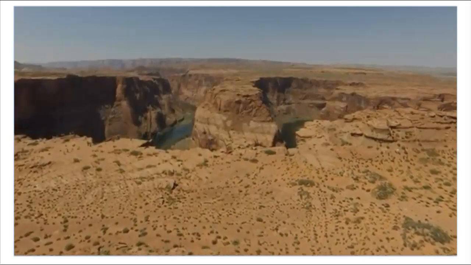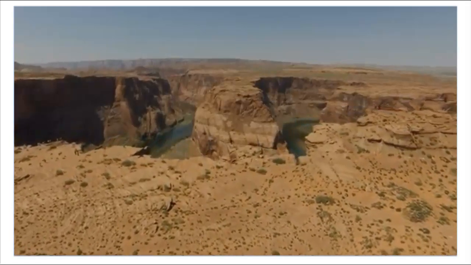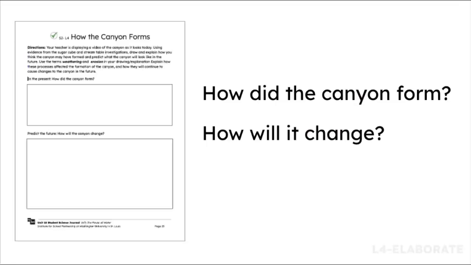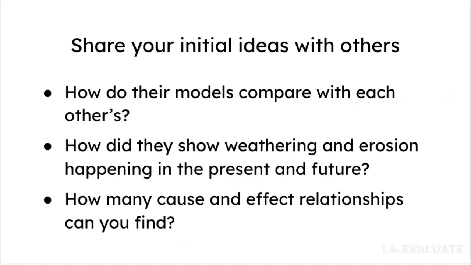For the elaborate portion, you'll show videos of the canyon area. You'll have students go to the How the Canyon Forms student journal page and review it together. You'll share with students that they will be developing an initial explanation of how a canyon forms. Then, you'll have students use the How the Canyon Forms student journal page to develop their initial explanations. For the evaluate portion, when students have completed their initial models, you'll have them share their models with another student and give each other feedback using provided questions.